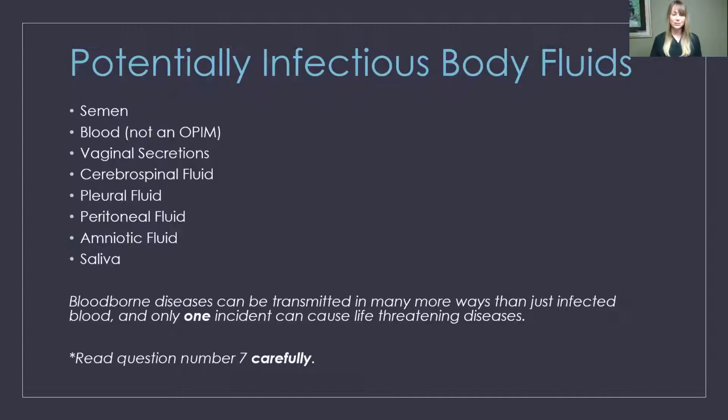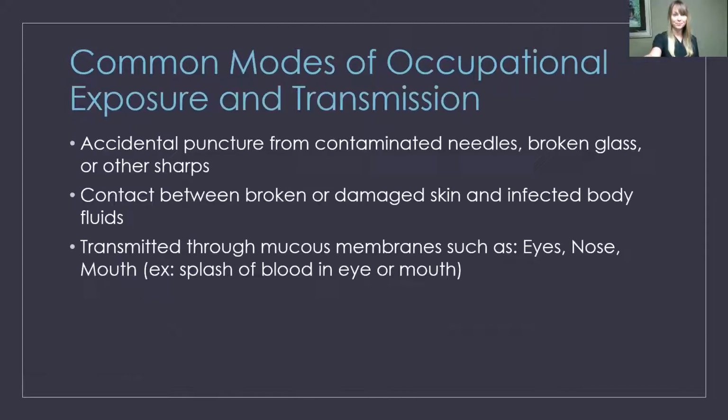Bloodborne diseases can be transmitted in many more ways than just infected blood, and only one incident can cause life-threatening diseases. Common modes of occupational exposure and transmission: accidental puncture from contaminated needles, broken glass, or other sharps, contact between broken or damaged skin and infected body fluids, or it can be transmitted through mucous membranes such as the eyes, nose, mouth. For example, a splash of blood in the eye or the mouth.